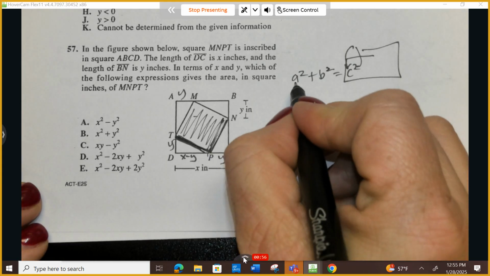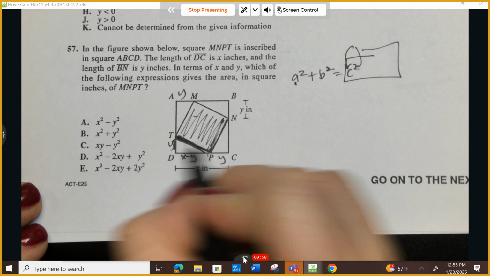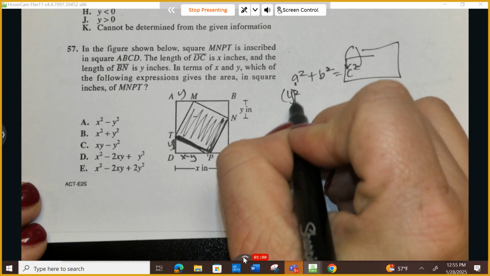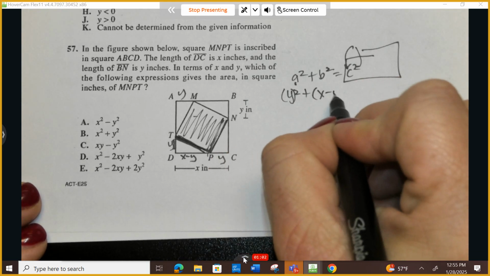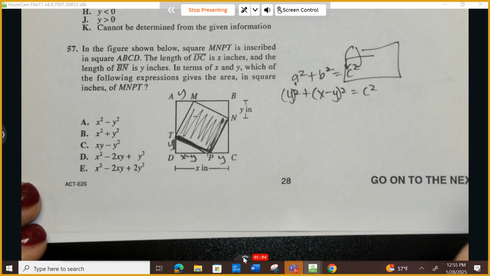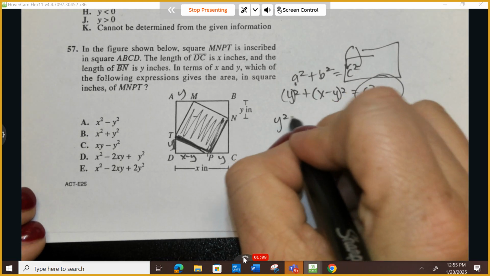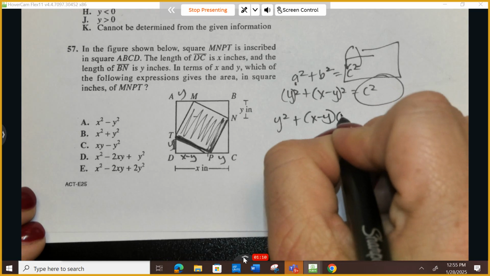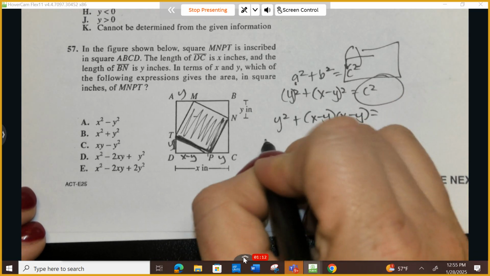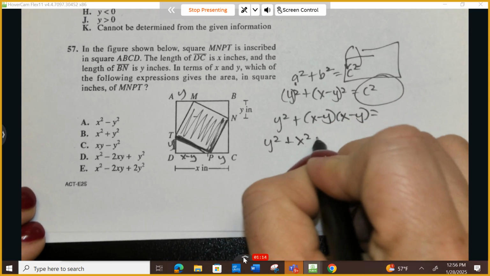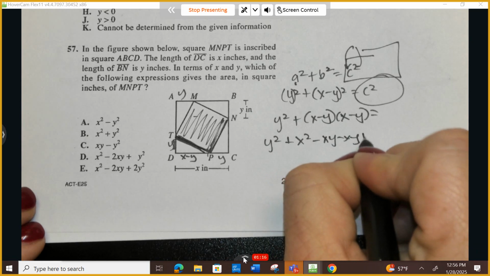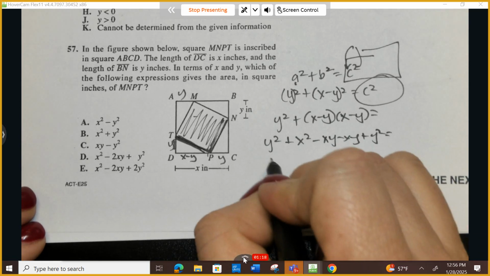So let's figure out what we have. Let's call this leg y. So I have y squared plus, and then I have (x minus y) squared equals c squared. And I just want to know what's on the right-hand side. Okay, now I need to go back to freshman year, and I need to FOIL as quick as possible. So foiling, I go front, outside, inside, and last. And then I combine like terms.